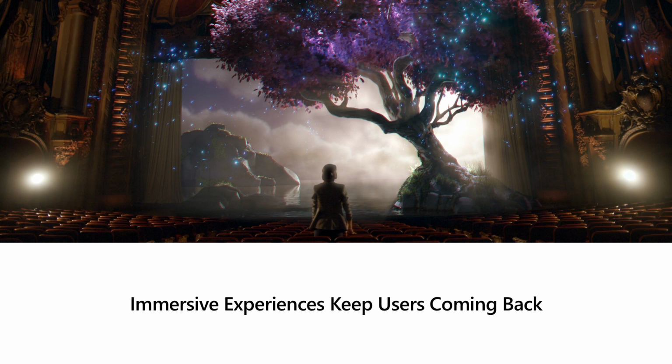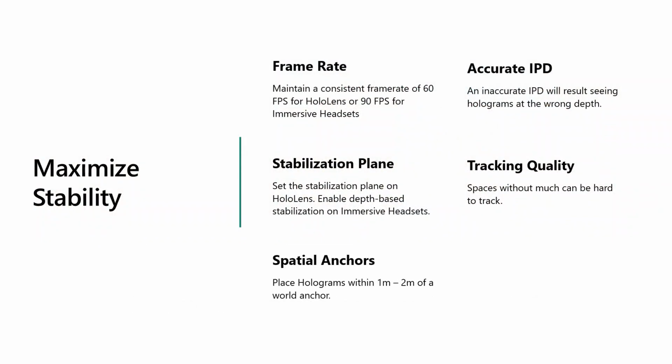Now, there are just 2 components, really, to hologram stability. The first is stability. So a world-locked object needs to remain world-locked, right? As I move, any drift or swim that I see is going to break the illusion. So we need to maximize stability. There are 3 factors that developers can control to increase the stability of the holograms.